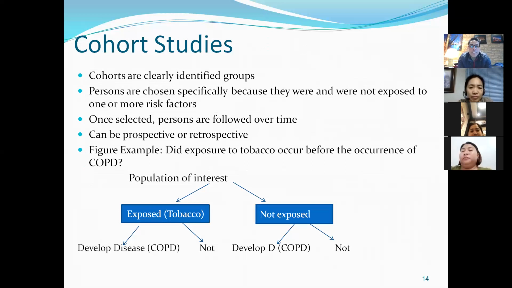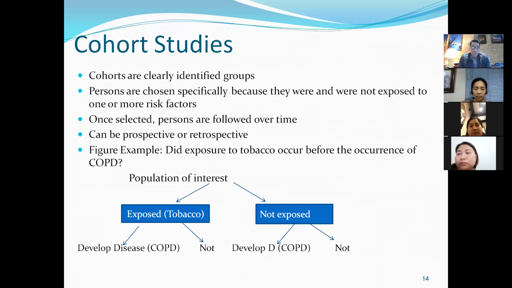So in this figure, we have this question: did exposure to tobacco occur before the occurrence of COPD? So we have a population of interest, and then we group them into two. So that's cohort, two cohorts. The one that's exposed to tobacco, and on the right side, the cohort that's not exposed.